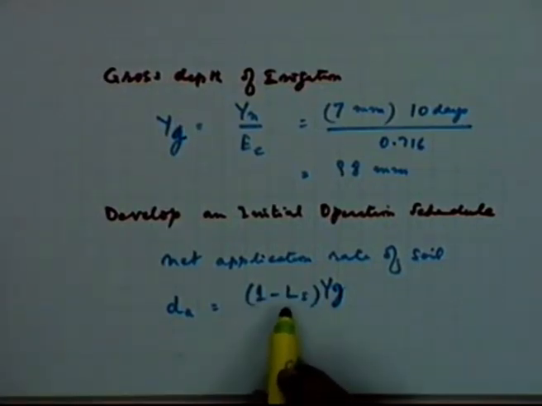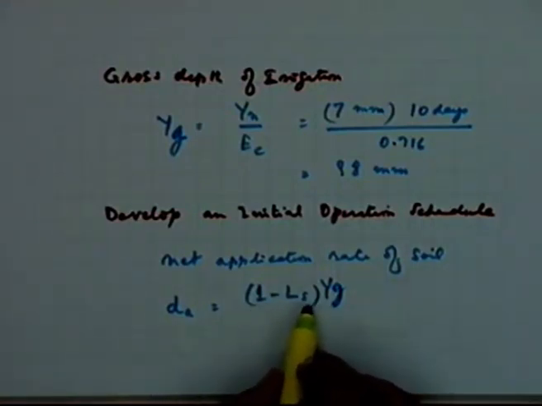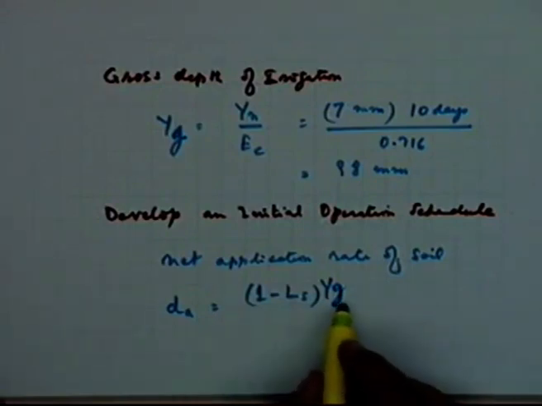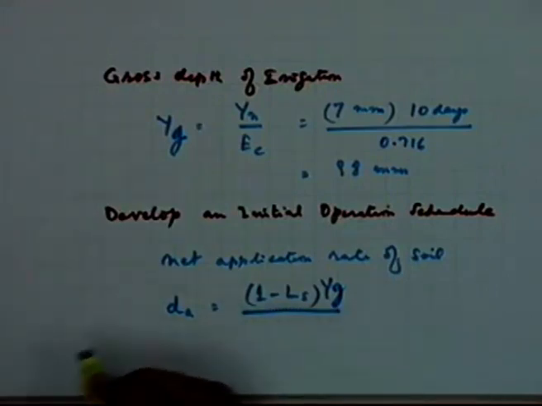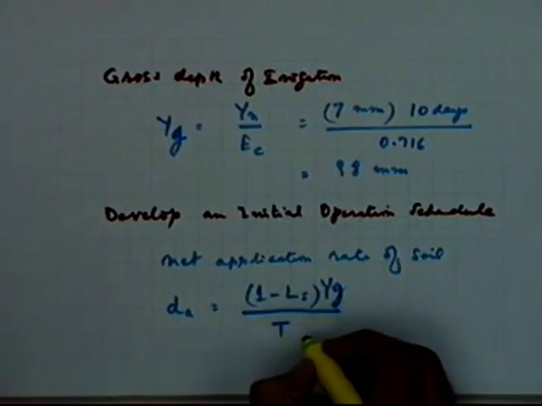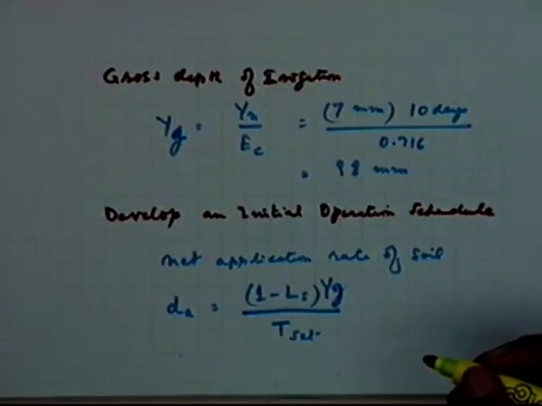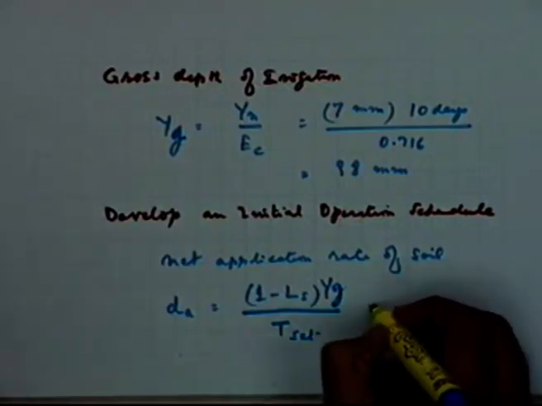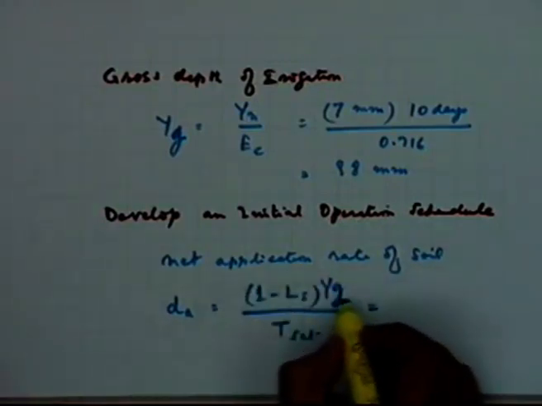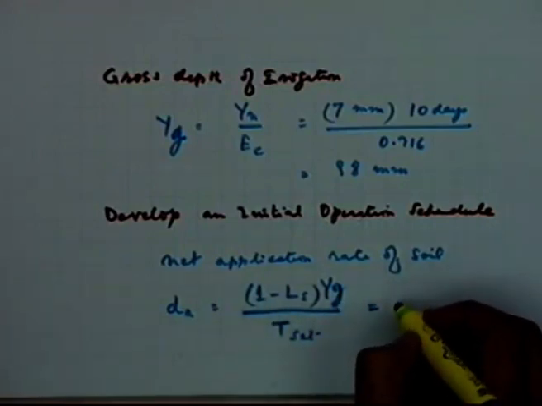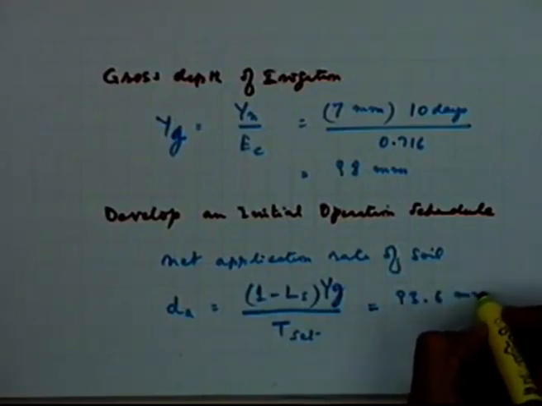So that when we look at how much will be coming onto the soil, it will be less by those losses. The gross application less the evaporation and wind losses, divided by the time. So this particular component is 98 into 1 minus LS, which is 93.6 millimeters.